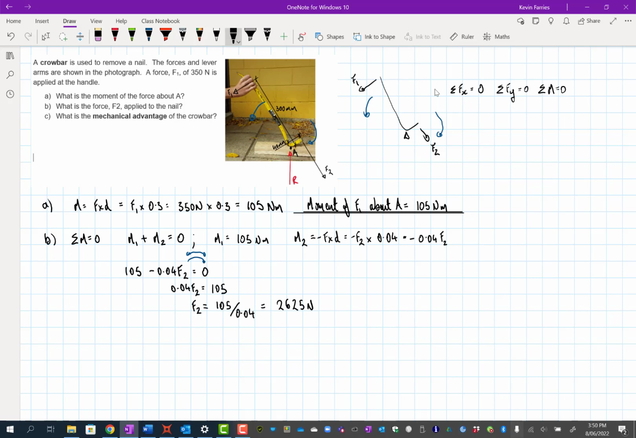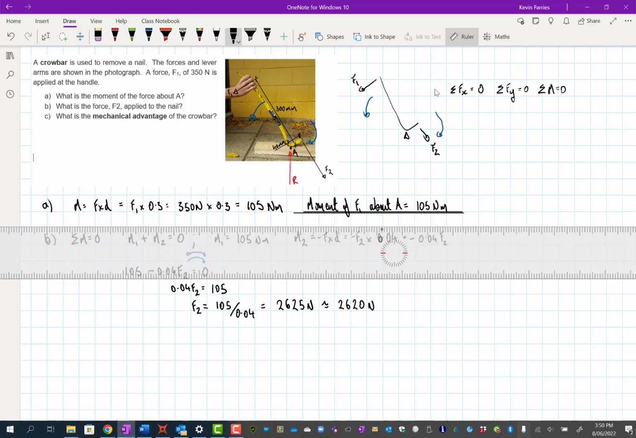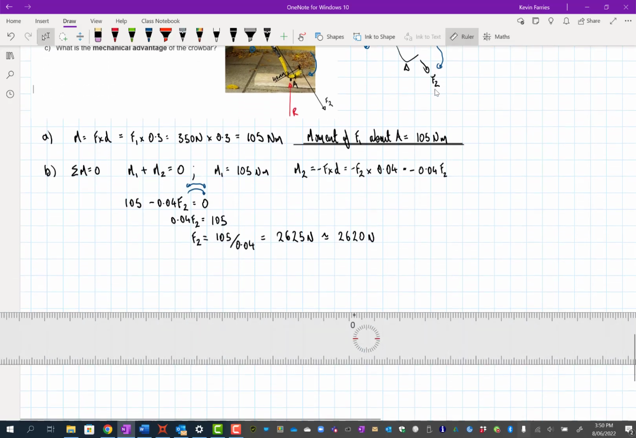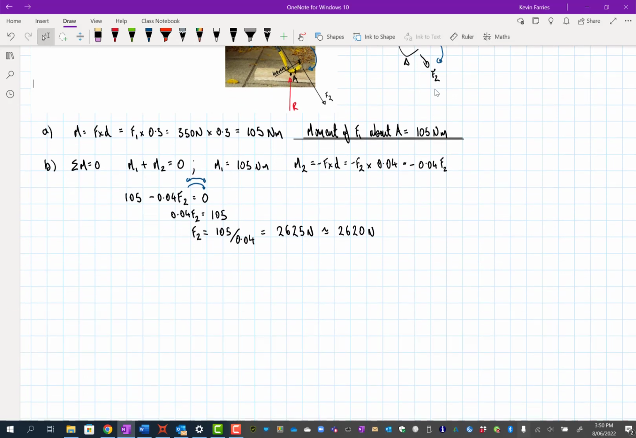Do I change it to kilonewtons? Probably not. Everything else has been in newtons so far. I'll just leave this in newtons as well. But I'd probably round it to 3 significant figures. So 2, 6, when it's a 5, I round it to the even number. Different people do different things. 2620 newtons. And I've kind of done it in my head, so it looked about right.